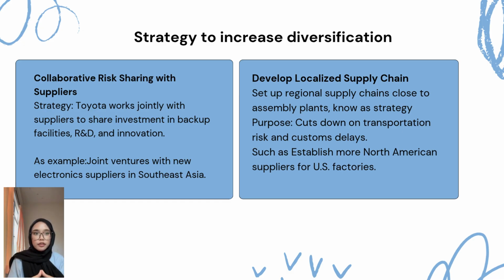From that, set up a regional supply chain close to assembly plants, known as a strategy. The purpose is to cut down on transportation risk and customs delays, such as establishing more North American suppliers for US factories. Contohnya macam kalau company yang ada dekat North American tu, supplier dia orang based on US, so macam lagi senang dia orang nak import dan export barang-barang dia orang. So lagi ambil masa yang singkat lah untuk membuat penghantaran ataupun perbincangan terhadap produk-produk yang dia orang order tu.